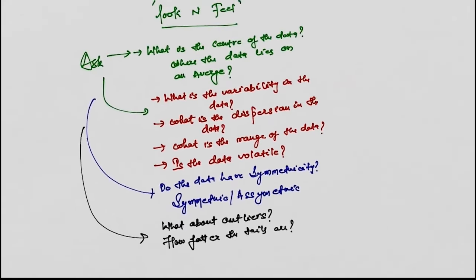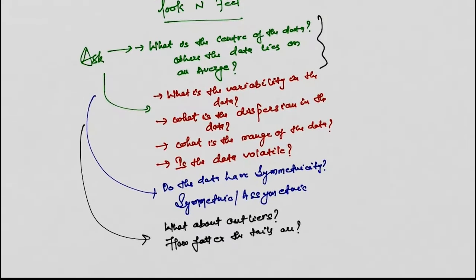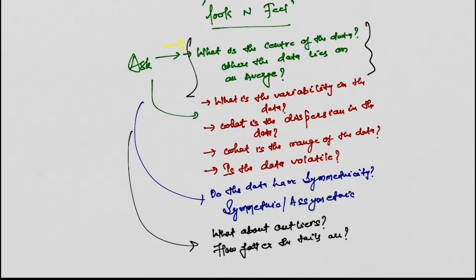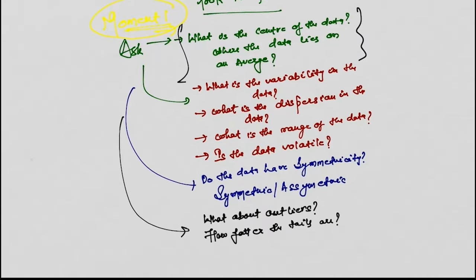Okay, if you look into the first set of questions, it talks about the central tendency of the data, where the data lie on an average. This is called moment one. The second set of questions is about the variability in the data, the dispersion, the range, the volatility in the data. And it is called moment 2.